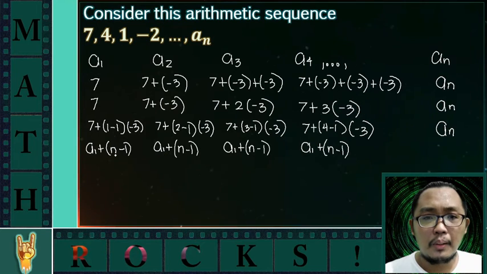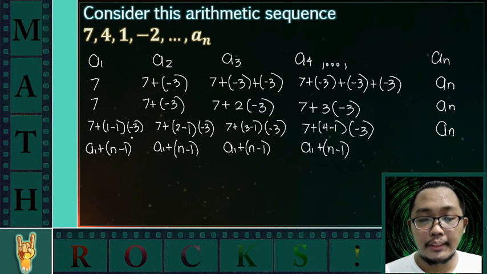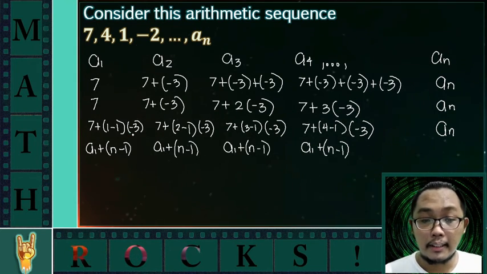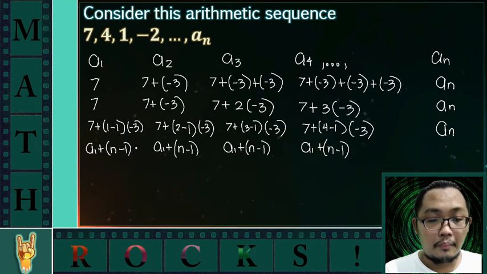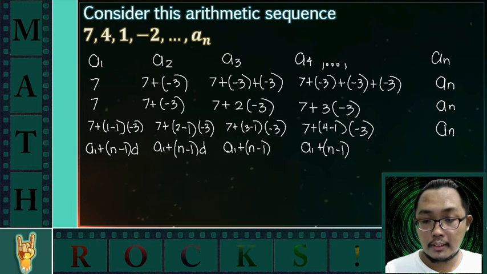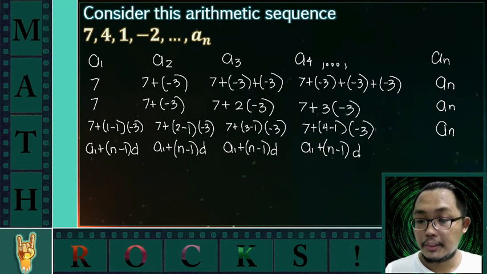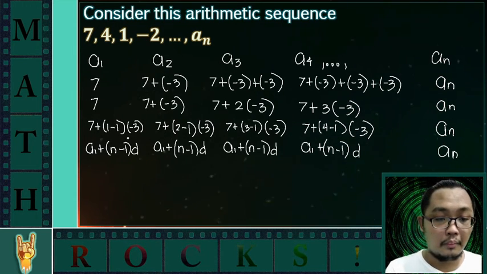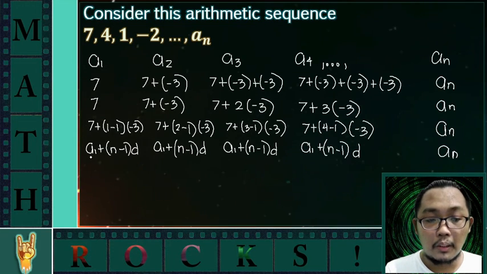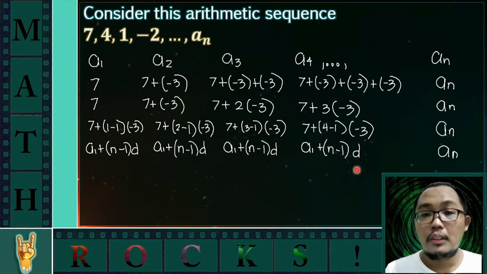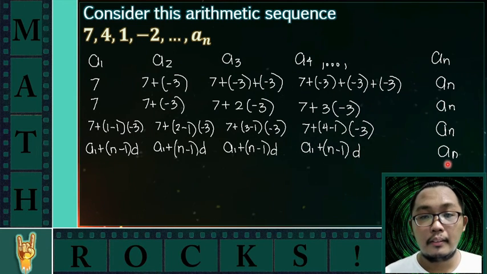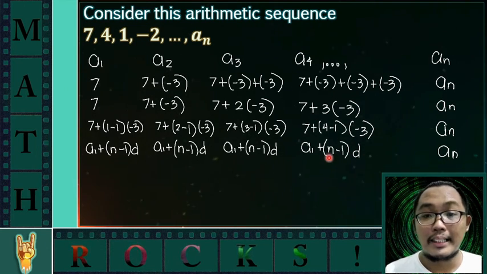And we have also learned in the previous lesson that this fixed number being added to the preceding number is what we call the common difference, which is written as d. So changing all the negative 3 with d gives us this resulting expression. And now, you may notice that all of these expressions now are the same for all of those terms. So that means your a sub n could be calculated using that same expression.